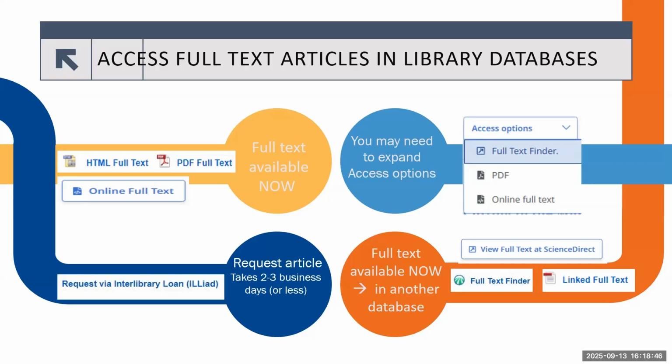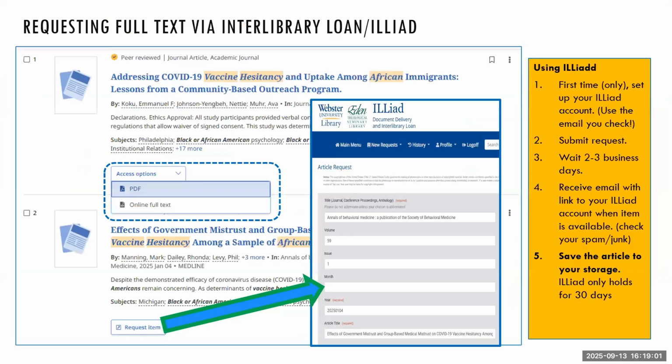If the full text is not available, never fear. The Request via Interlibrary Loan Iliad icon means that the library will get the article for you free of charge, though it may take us a day or 2. The first time you select the Interlibrary Loan link, the Iliad software will prompt you to create an account, which takes less than a minute. Be sure to use an email you check. After setup, clicking the Request link autofills the request form for you and ties it to your contact information.